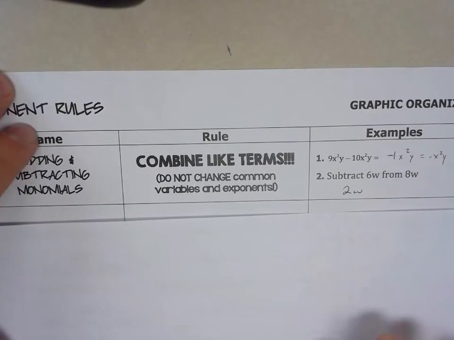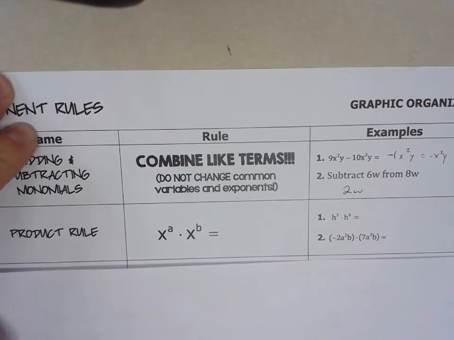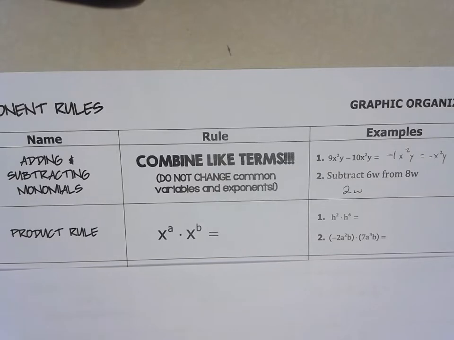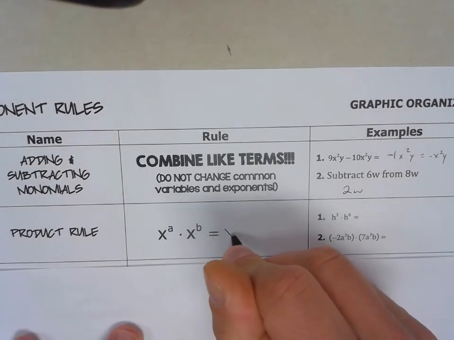Great. So next we have the product rule. What the product rule means is that when you're multiplying two numbers that have the same base, in this case, with our first example, we have a base of x, we have the same base of x, all we have to do with our exponents is add those two exponents together. So we'll keep that x, and then we'll just add our a and b. So x to the a times x to the b is going to be x to the a plus b.